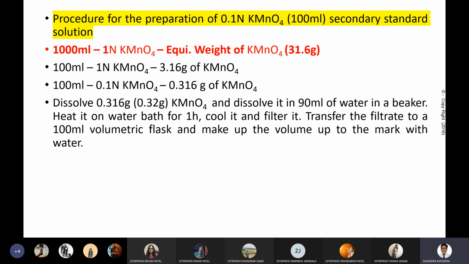So અહીંયા આપણે શું કલેક્ટ કરવાનું છે? Filtrate. Yes, so the liquid content કે જેની અંદર ખાલી KMnO4 નું સોલ્યુશન છે, એને આપણે કલેક્ટ કરવાનું છે in a 100 ml volumetric flask. And then we have to make up the volume to 100 ml with the use of water.